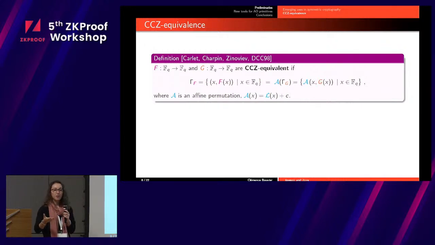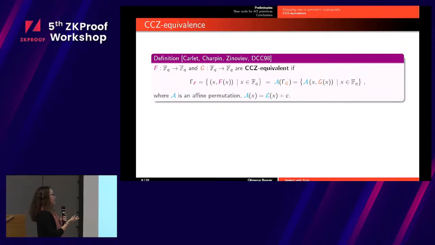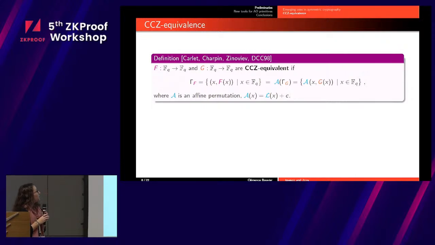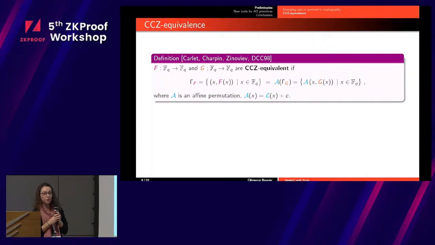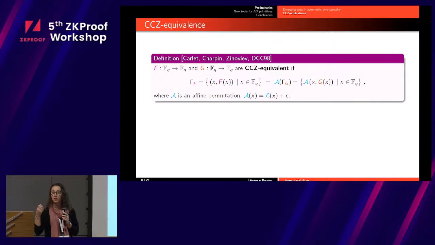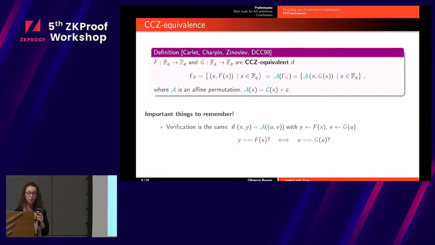Now, I can't talk about Anemoi without talking about CCZ equivalence. So we say that functions f and g from Fq to Fq are CCZ equivalent if there exists an affine permutation that allows us to go from the graph of the function f to the graph of the function g after applying this affine permutation. So maybe this is a very abstract definition. Let's see what is important to remember.